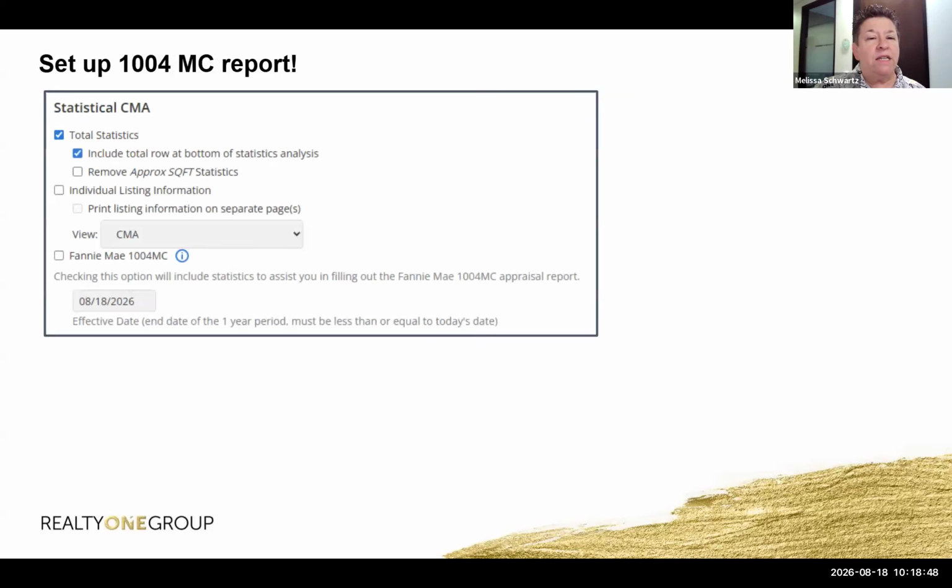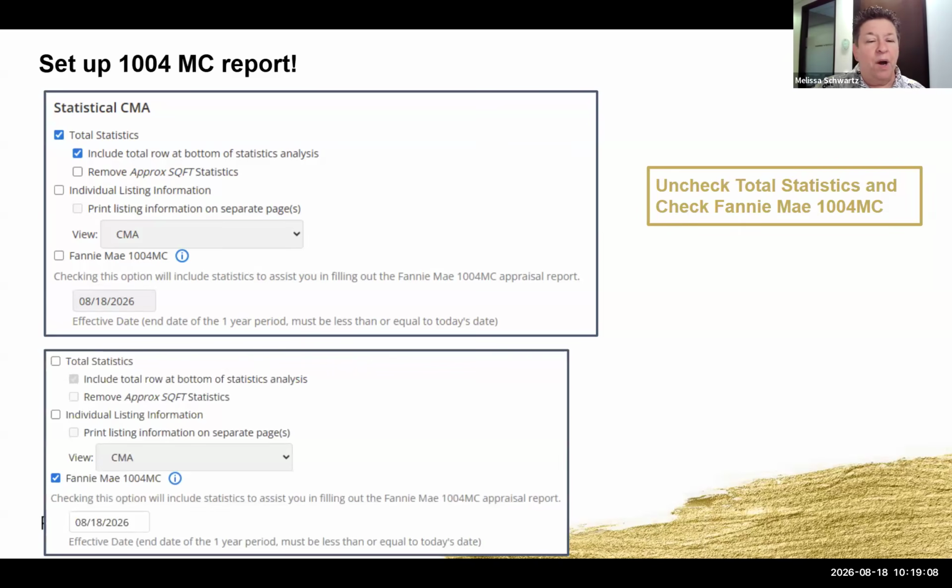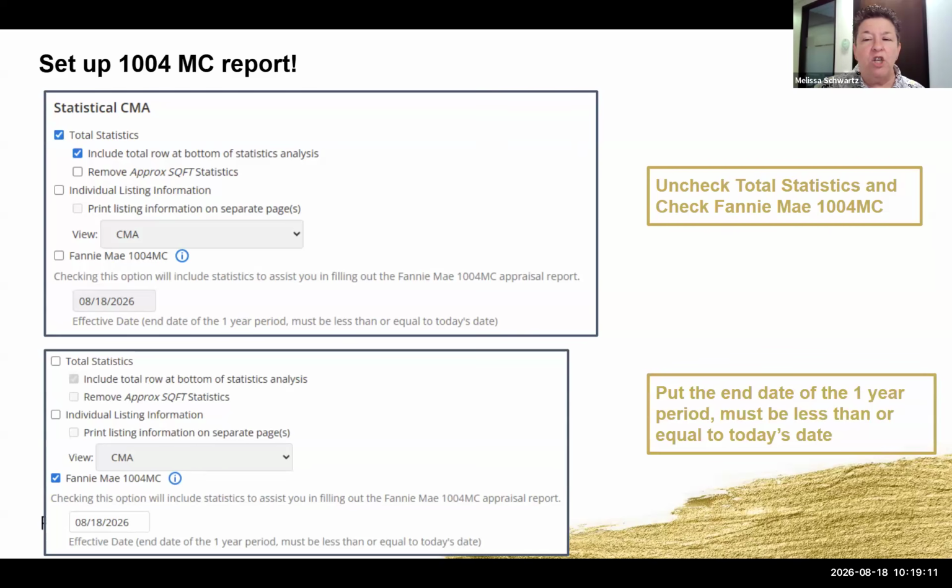And then to set this up, it's going to auto populate with the total statistics because you're clicking the statistical CMA, right? And you're welcome to leave that there if you want to see that, or you can print that separately if you want. But what you want to do is uncheck the total statistics and check the Fannie Mae 1004 MC. You'll see that down below. See how I've checked that box.